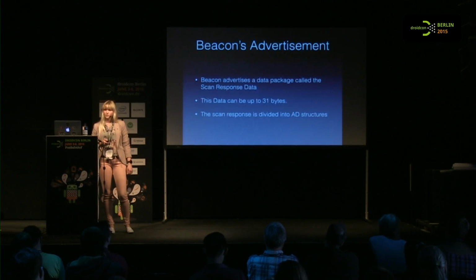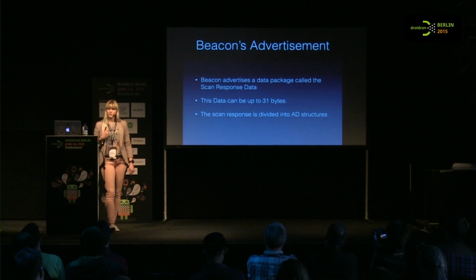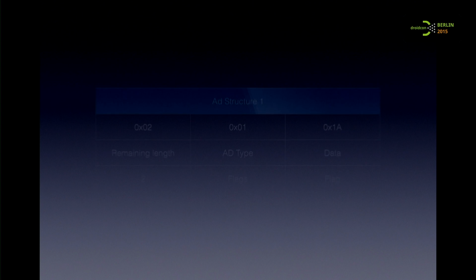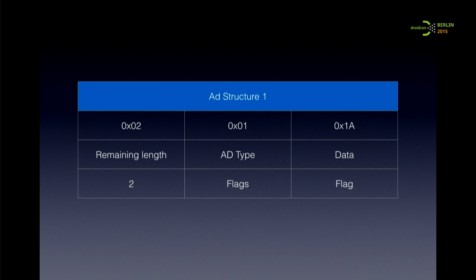For emitting the signal, the beacon uses so-called advertisement data. Each time, the beacon emits the scan response data, and this data is up to 31 bytes. This data is divided into structures, and now let's see what the structures are. The first one is the basic structure.